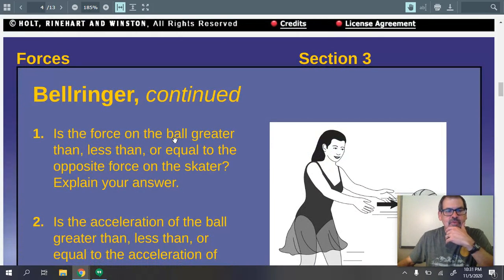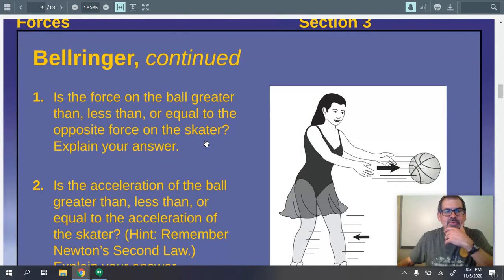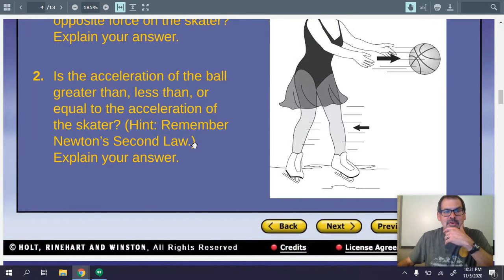Is the force of the ball greater than, less than, or equal to the force of the skater? And explain your answer. I will tell you that the forces are going to be the same. Is the acceleration of the ball greater than, less than, or equal to the acceleration of the skater? Remember Newton's second law, F equals ma. Force is mass times acceleration. So before you answer that question, you want to consider which of these has a greater mass.